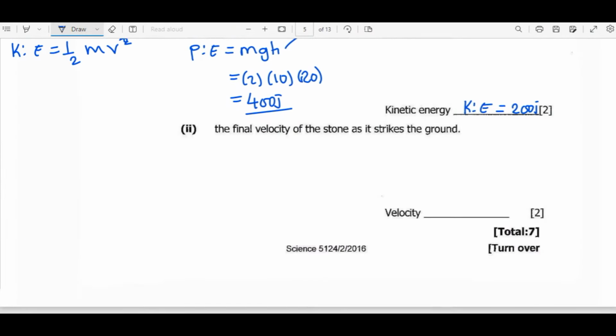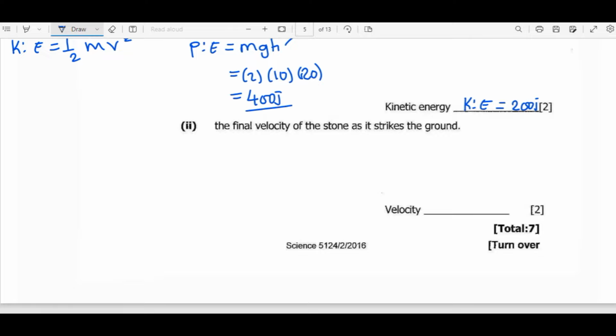Then for Roman number 2, the final velocity of the stone as it strikes the ground.